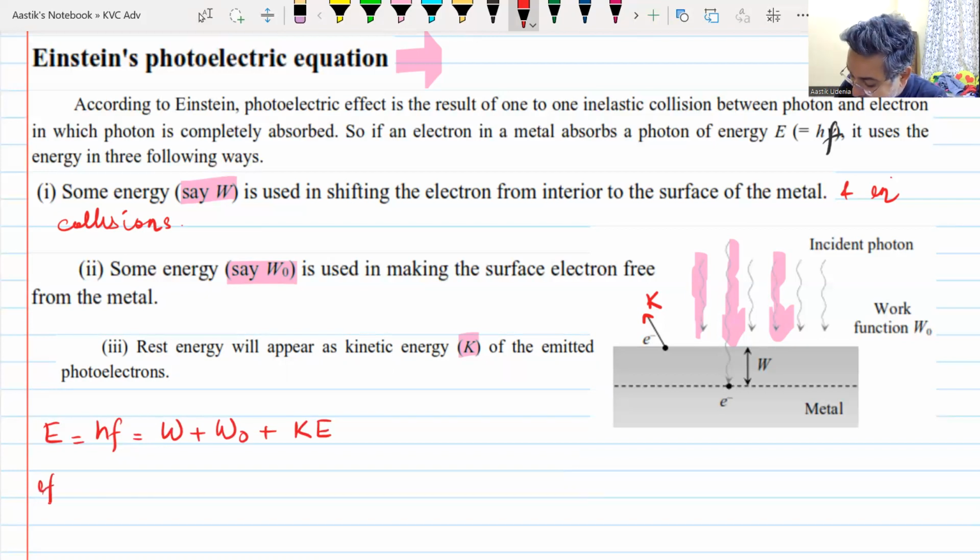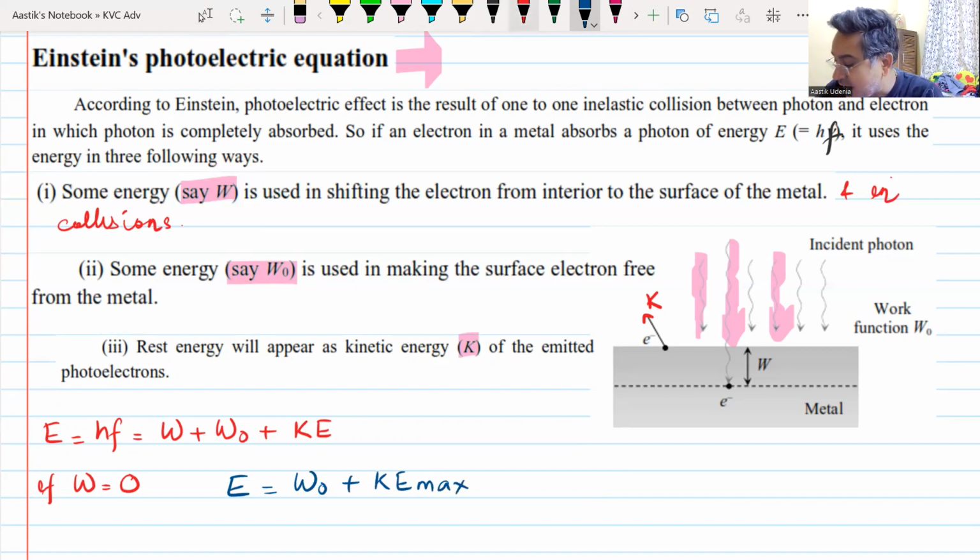If we take W as 0, that means no energy is transferred or lost in moving the electrons from inside to the surface. The electron does not collide with any of the neighboring particles. It absorbs the entire energy and it just goes out. In that case, the kinetic energy of the electron will be maximum. Yes or no? Yes, sir. In that case, the equation becomes E is equal to W naught plus KE max.